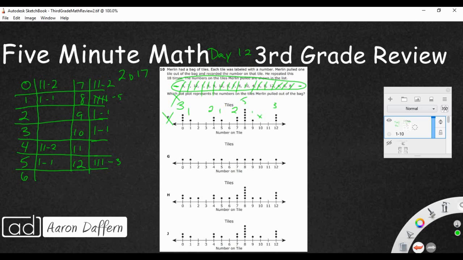So G is not going to work at all. It's got only 1 zero. There should be 2, so that's wrong. I'm not even going to play with G. It's just got a whole bunch of 1 dots. That's not going to work.